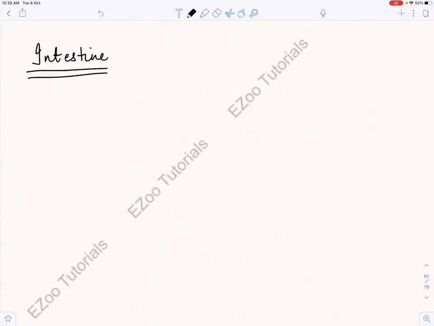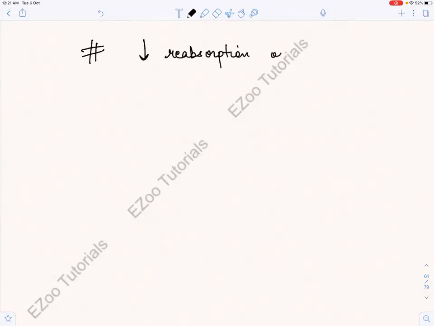Now we have to see in the intestine. What is happening on the intestine? Oh, there is one more thing which I think I should tell you, right? On the kidney, one more important way in which PTH is affecting. It is decreasing the reabsorption of phosphate ions at the proximal convoluted tubule.